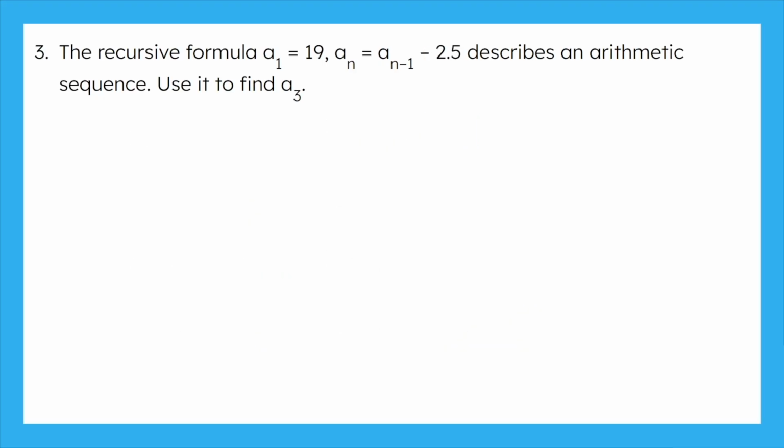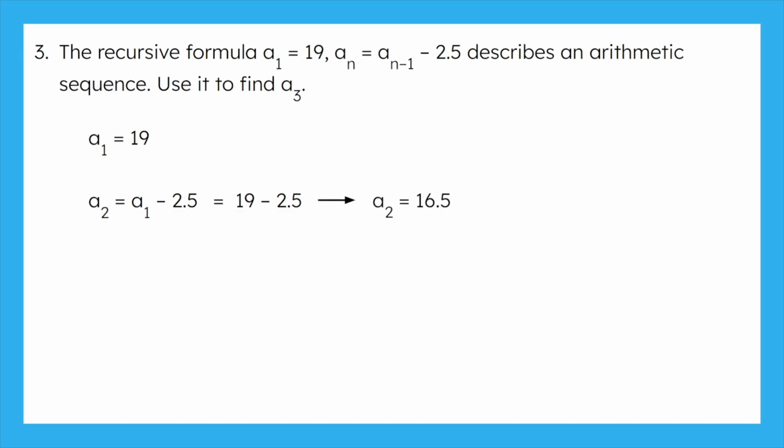Now it's your turn. Pause the video to do this example on your own. We want to find a sub 3, but since we're given a recursive formula, we'll start with the term we know and work up from there. We know a sub 1 equals 19. Then a sub 2 equals a sub 1 minus 2.5. We know a sub 1 is 19, so that gives us a sub 2 equals 16.5.